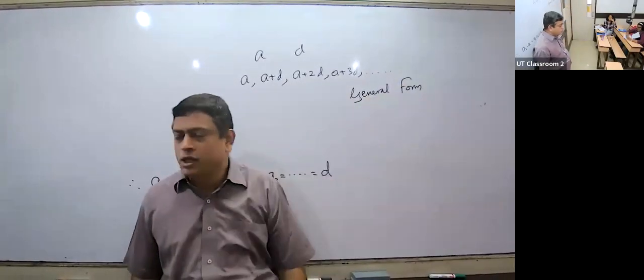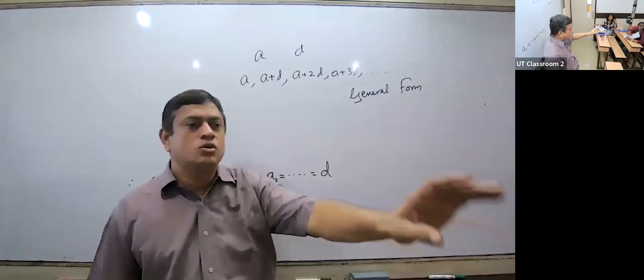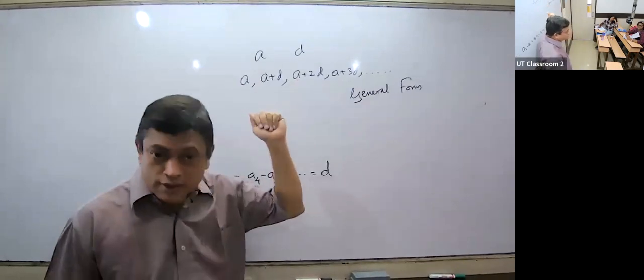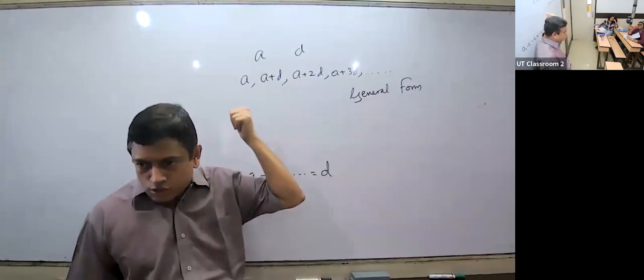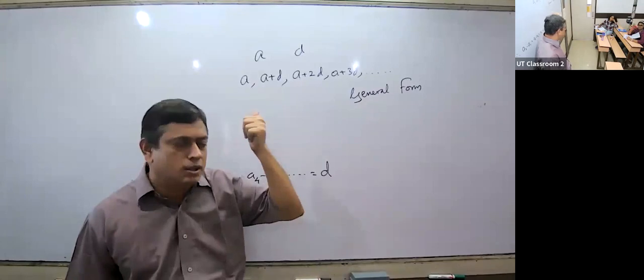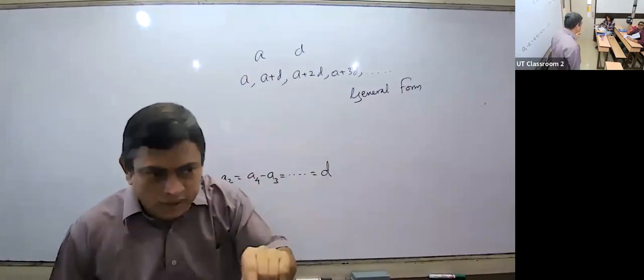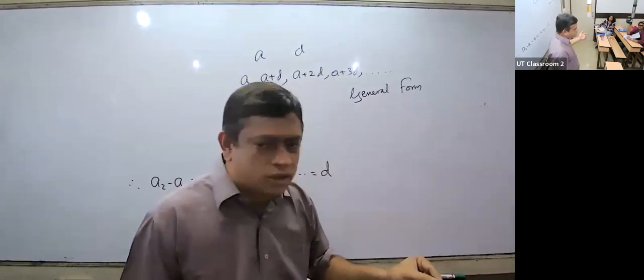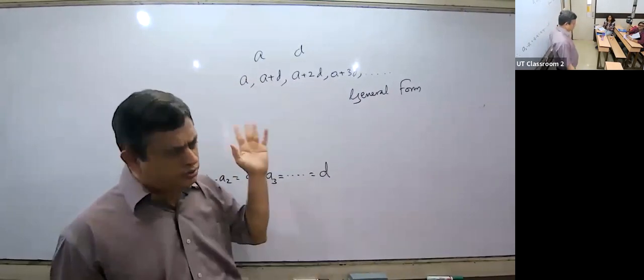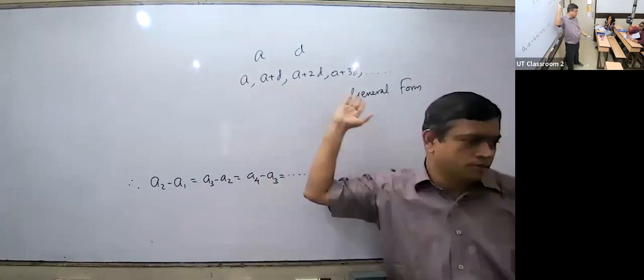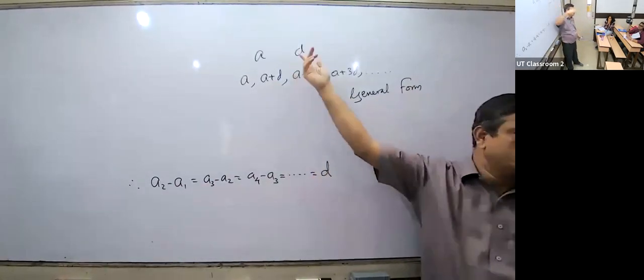This is the general form of an AP. Now look here. What is an AP? You can directly write: it's the sequence of the form A plus D, A plus 2D, A plus 3D, etc., where A is the first term and D is the common difference. If you know A and if you know D, you can write the AP.